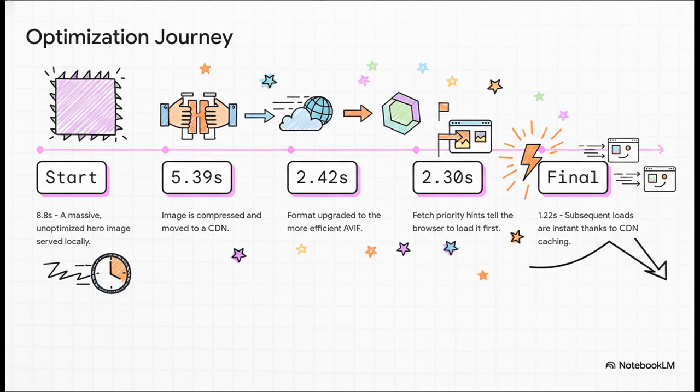I mean, this timeline just says it all. Look at how each individual step chipped away at that load time. It's the cumulative effect that's so powerful. We went from a slow crawl to an absolute sprint, just by being methodical about how we handled this one critical image.